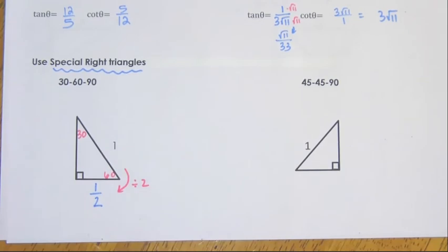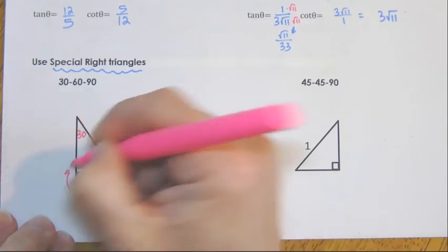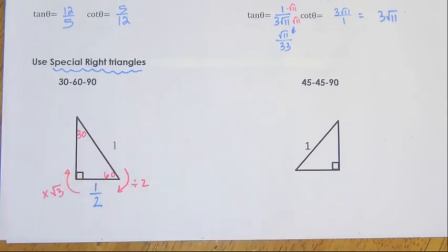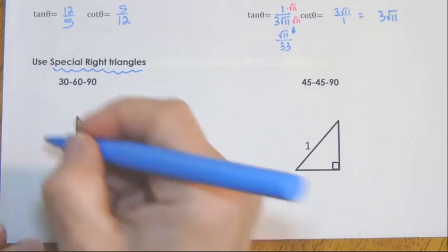Now, to get from the short side to the long side, I know that's the long side because it's across from 60, I'm going to multiply by radical 3. And if these arrows went the opposite way, so if I went from the long side to the short side, I would divide by radical 3. If I went from the short side to the hypotenuse, I would multiply by 2. So if I do 1/2 times radical 3, that's going to give me radical 3 over 2.